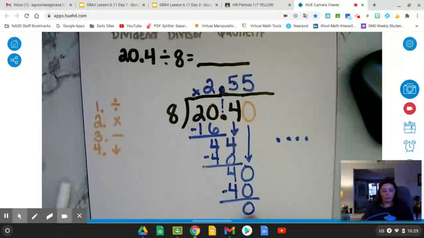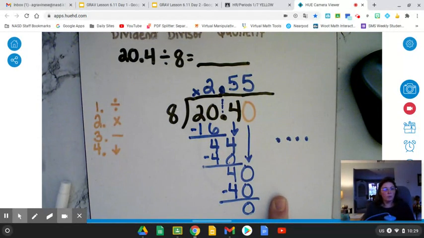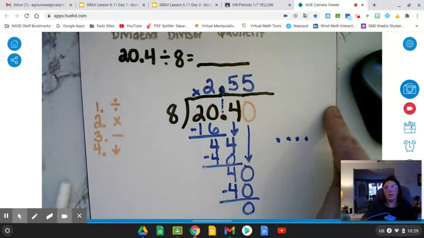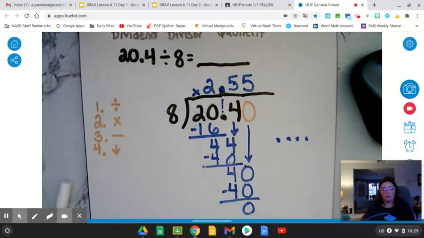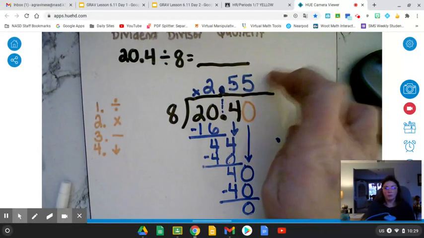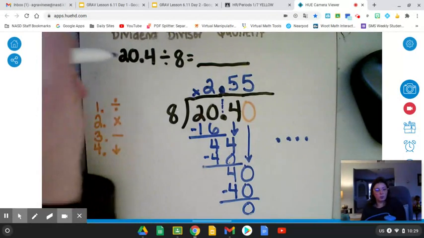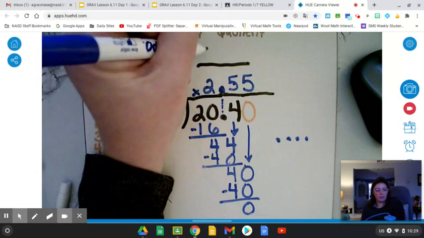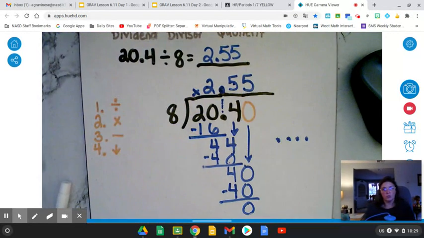Now, what happens if we would have had a digit that wasn't 0 here? You would annex another 0 and bring it down. Okay, I've worked problems before where you have to keep adding zeros, and you get these really, really long decimals. Now, a lot of times, you'll just be told to round your answer instead of adding another 0 and another 0 and another 0. All right, so when we did 20 and 4/10 divided by 8, we get 2 and 55 hundredths as our quotient.